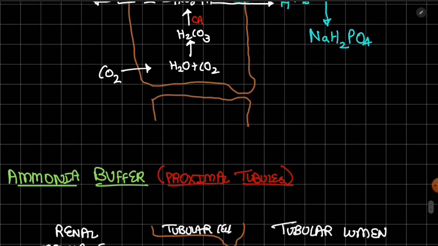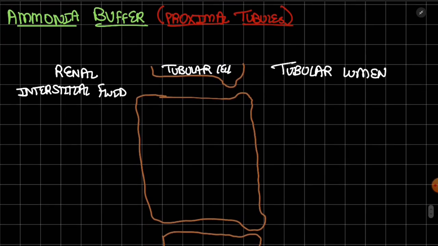Now the ammonia buffer. I have told you, actually I was mistaken there in the previous segment. In the proximal tubule itself it is a little different procedure, but for others you should start from inside, like H2O plus CO2, and then that procedure. But for the ammonia buffer, which is in the proximal tubule, it is a little different.